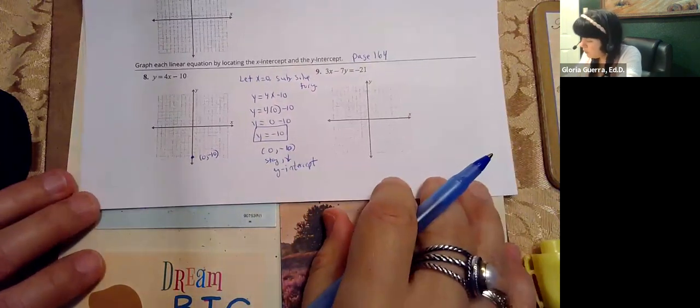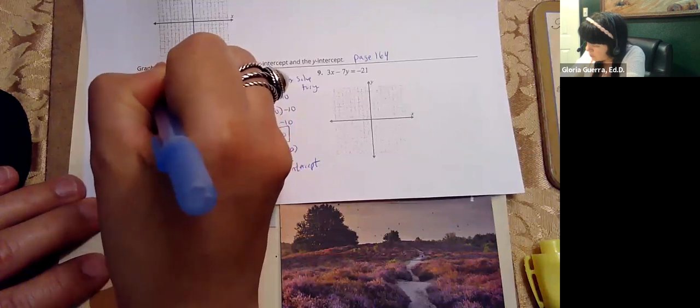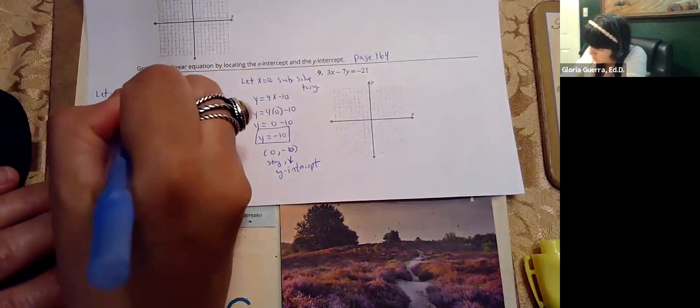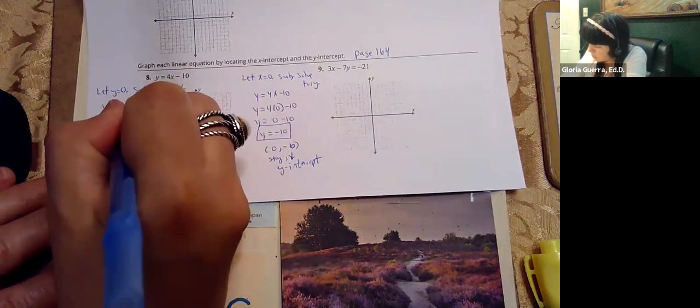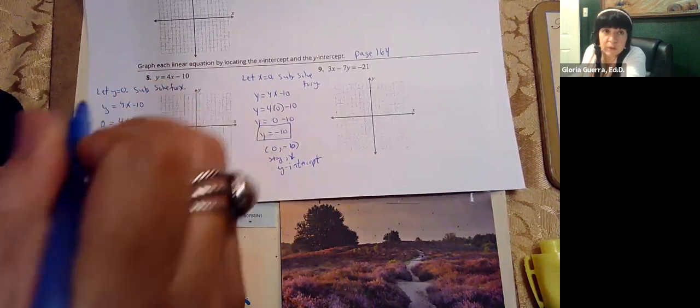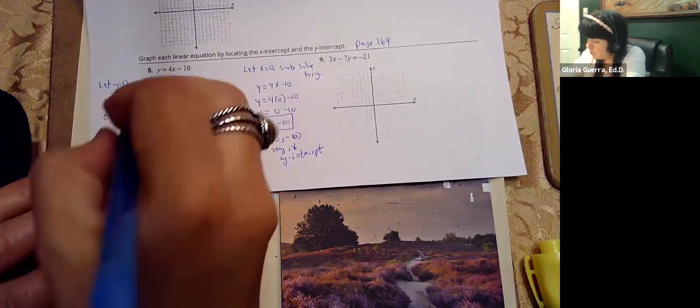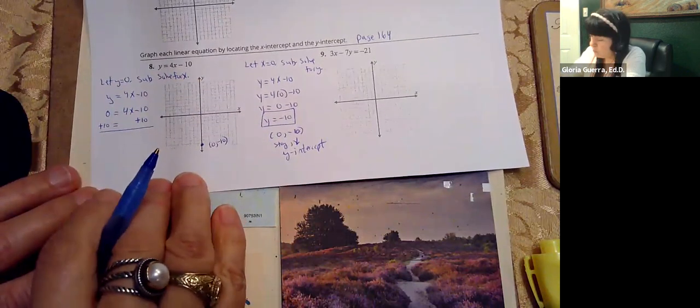And then the other one, you want to let y equals 0. You're going to sub, and then you're going to solve for x. So you have y equals 4x minus 10. And everywhere you have a y, you put a 0 there. And to solve that for x, you need to isolate x, get x by itself. So you need to move the minus 10 by using opposites. So you need to add 10 to both sides.